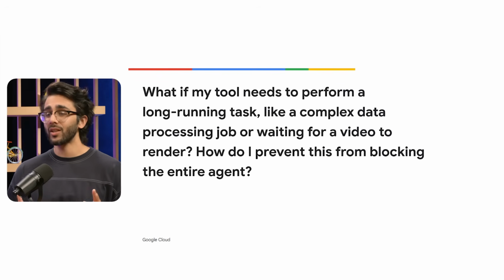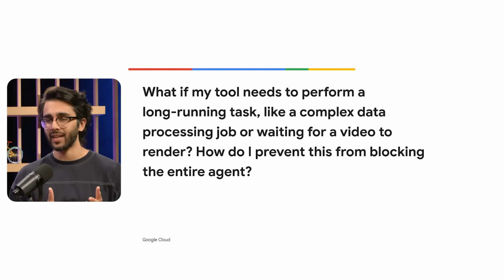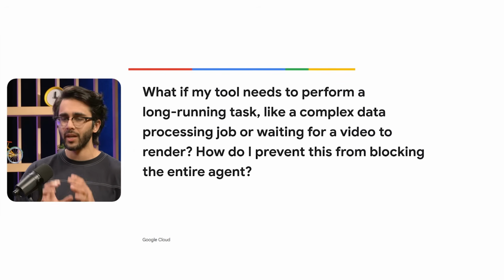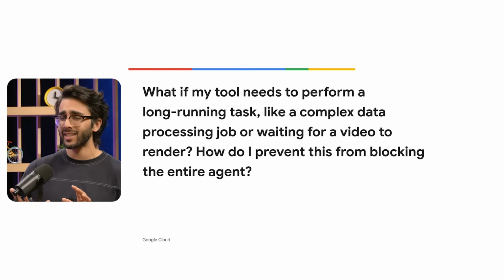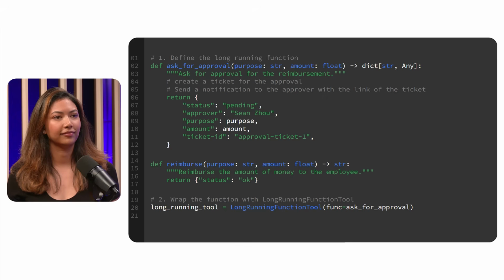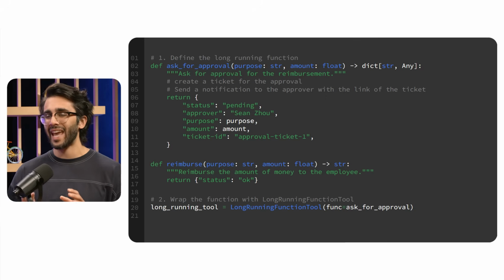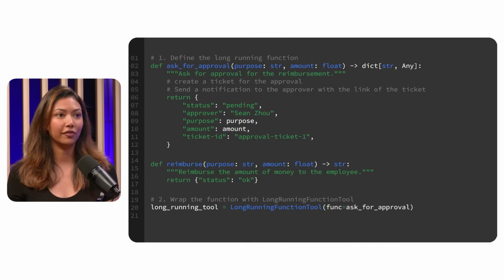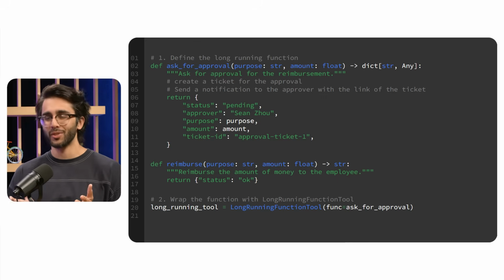So, okay, this next question gets into some really powerful advanced use cases. One of our listeners asks, what if my tool needs to perform a long-running task, like rendering a video or running a complex analysis? How do I prevent this task from blocking the entire agent? This is actually a critical problem because obviously these asynchronous tasks show up in agentic systems all the time. For those of you who are listening, we are showing a code snippet on screen. And a blocked agent is an unresponsive agent.